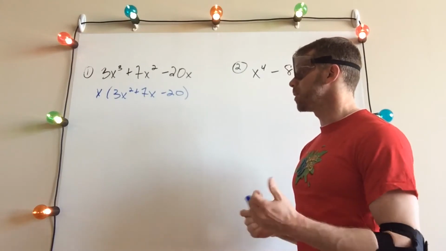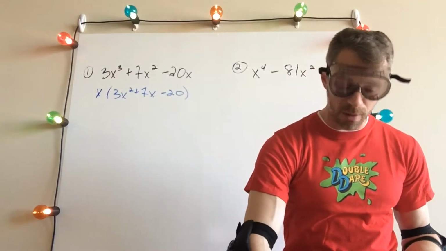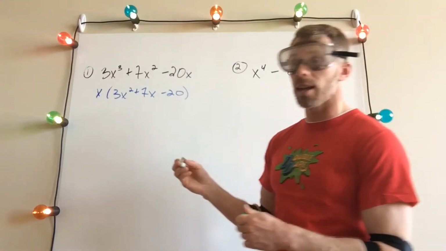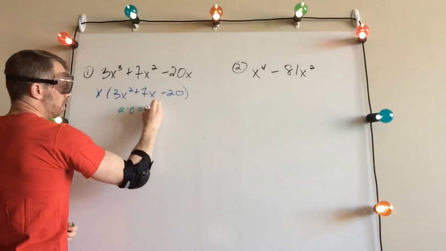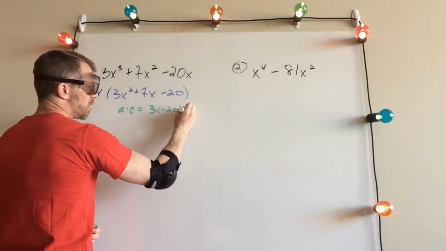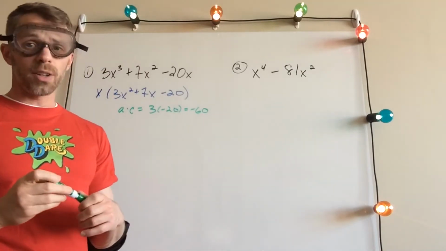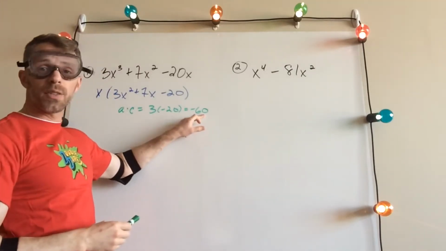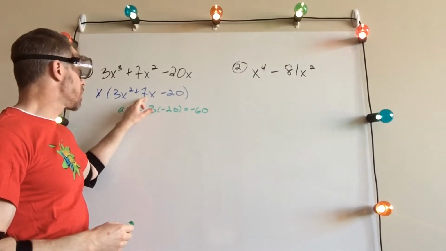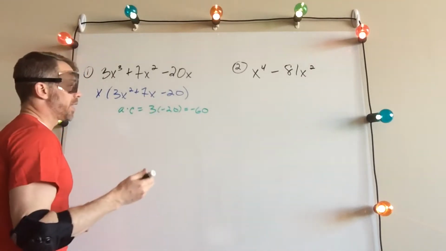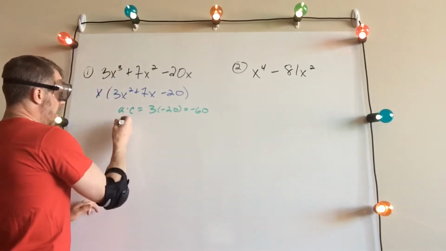That quadratic trinomial, we need to see if we can factor a little bit more. So we're going to go with that AC method where we start by multiplying our a times c. 3 times negative 20 gets us to negative 60. And then we need to look for factors of negative 60 that are going to add to that middle number, the b, which is 7. Let's see if you can find a set of factors of negative 60 that will add to 7.